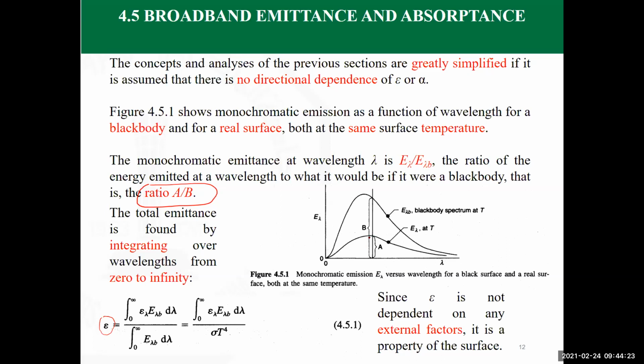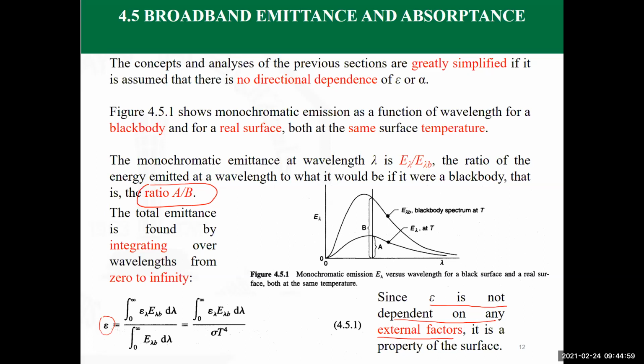If you need to get the total value, you need to integrate it over the entire range of the wavelengths. What's good for us in terms of analysis in the determination of epsilon is written here. Epsilon is not dependent on any external factor. I don't need to know the characteristics of the surroundings in order to estimate the value of epsilon. Epsilon is a function of the surface itself, the surface's ability to emit radiation.